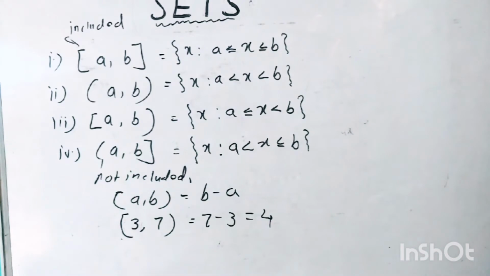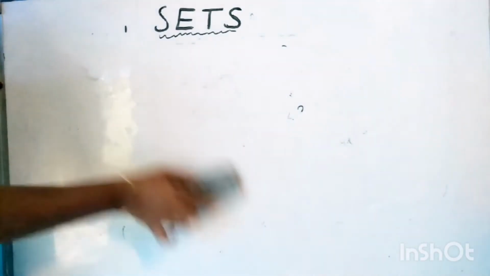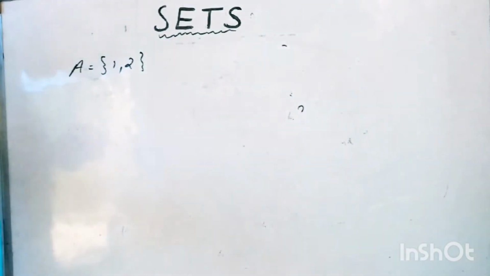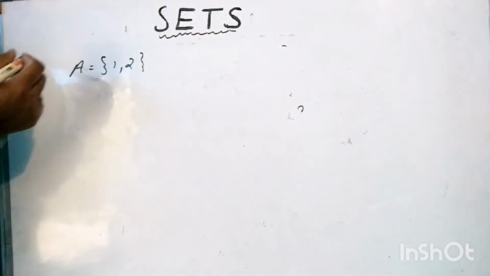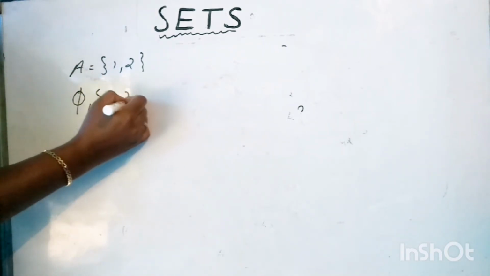Power set. Power set means the collection of all subsets of a set A is called the power set of A. Suppose A is equal to the set 1, 2. If you want to find out the power set of A, we need to find out all the subsets of A first. As I said, for any set we can find two trivial subsets, that is the empty set and that set itself. So the first subset of A is the empty set and the second subset of A is A itself.